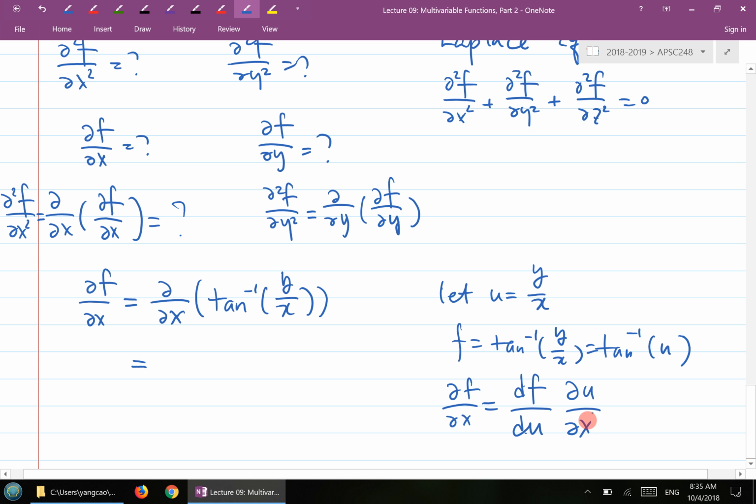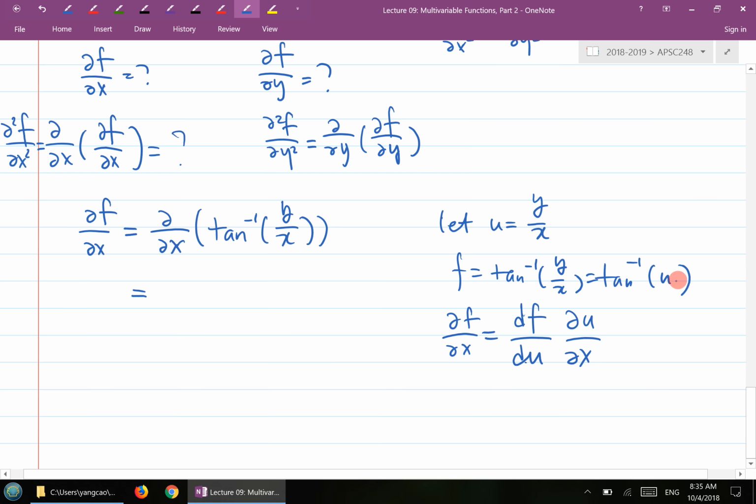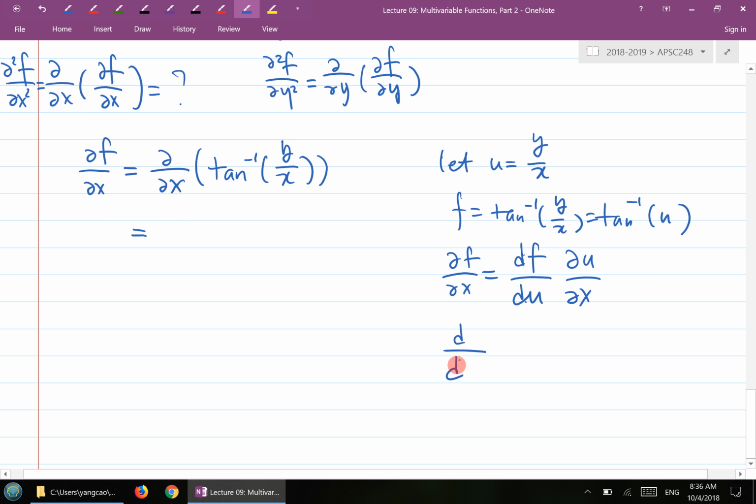Okay. So now the question is, what is df over du? This is tan inverse u. If this happens in the exam, I will give you a formula for that. When you take the derivative of the inverse tan function over u, the result is 1 over 1 plus u squared. I think a lot of you probably still remember this, but I don't require you to remember all of this all the time.